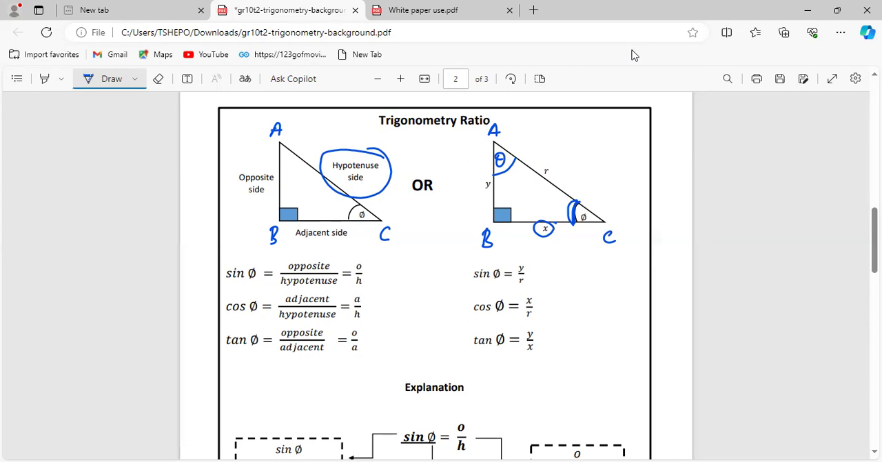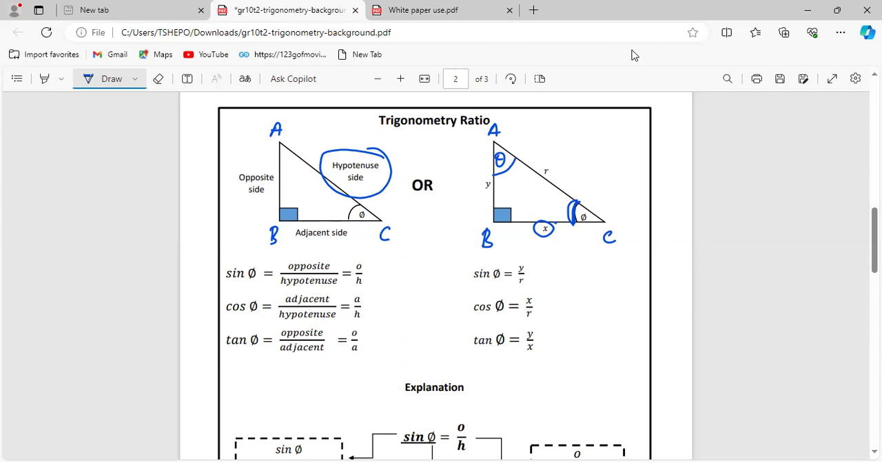And therefore, the hypotenuse will never change, because the hypotenuse is the side that is always opposite to 90 degrees, all the time. So x and y can change to be opposite or adjacent depending on the angle provided.